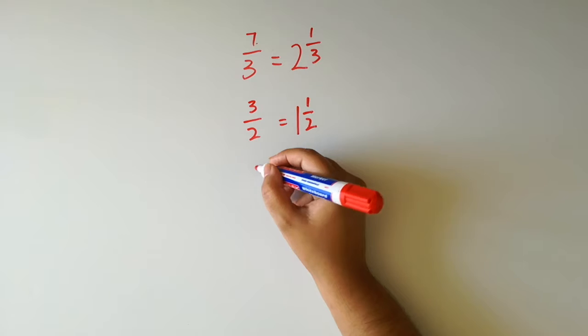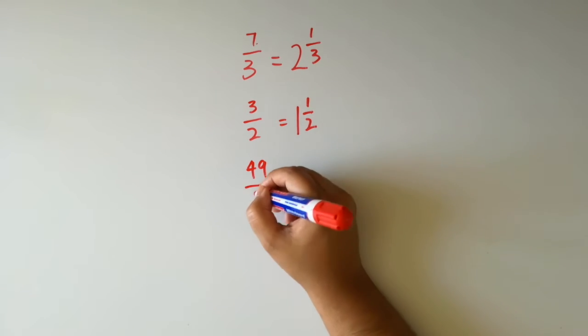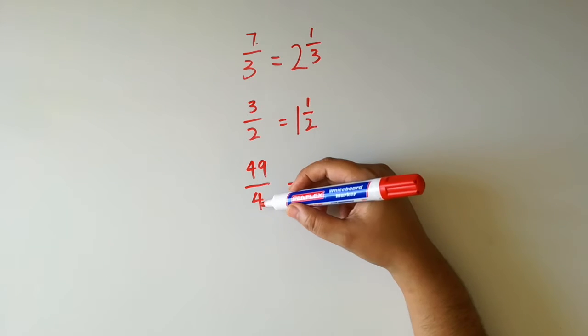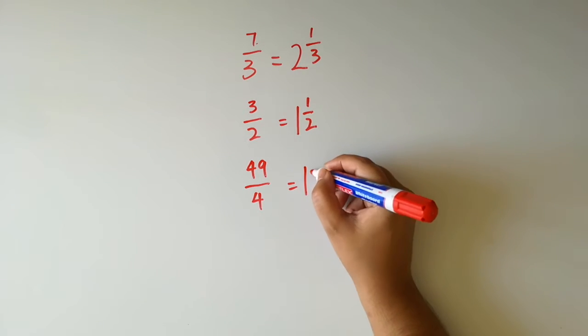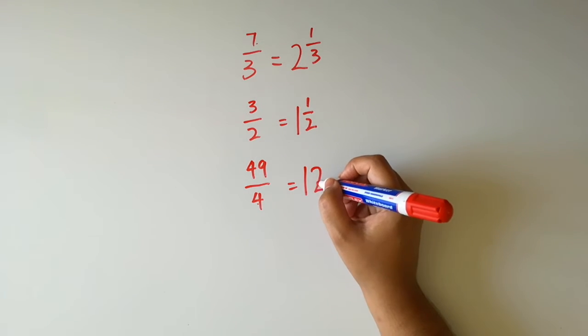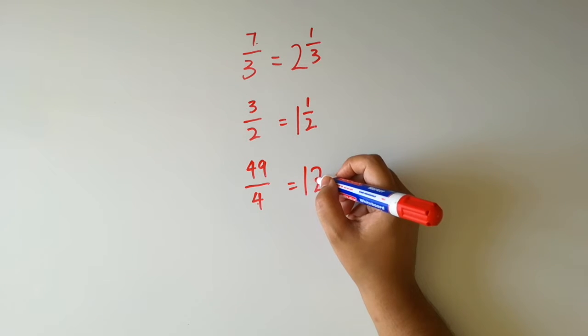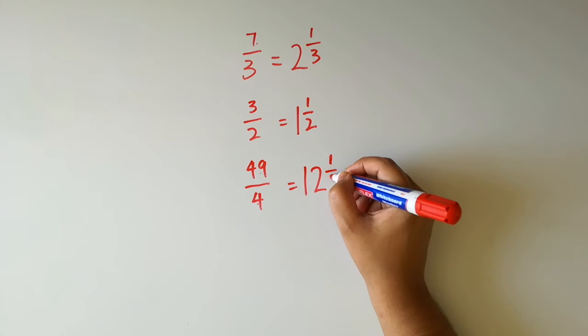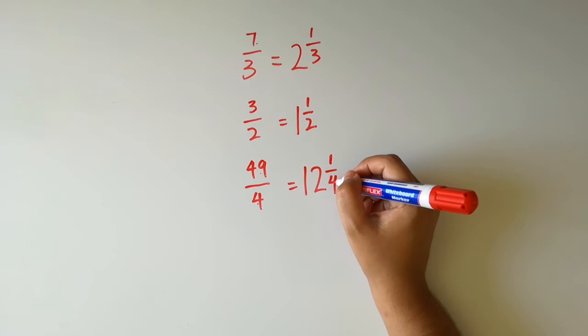Let's try one more. 49 over 4. So I'm going to say 4 goes into 49 how many times? 4 goes into 49 12 times, because 4 times 12 is 48. From 48 to 49 we have a remainder of 1 over 4.